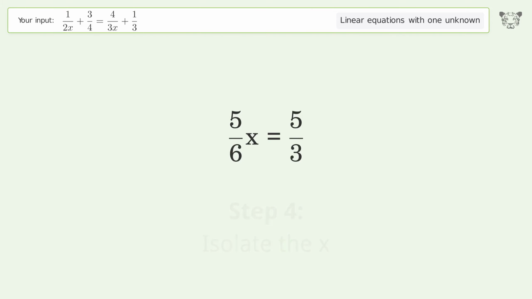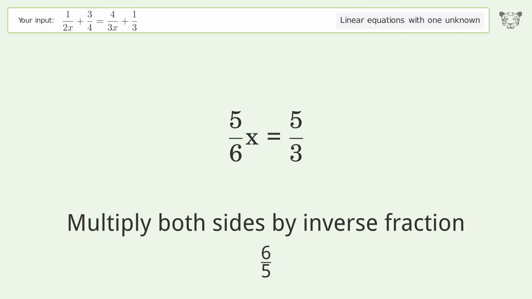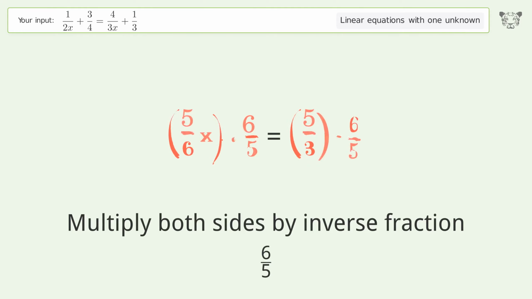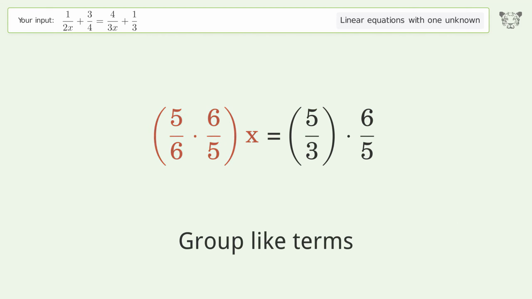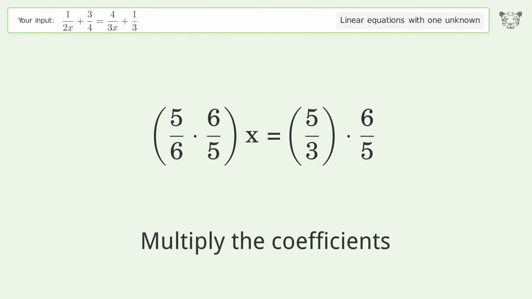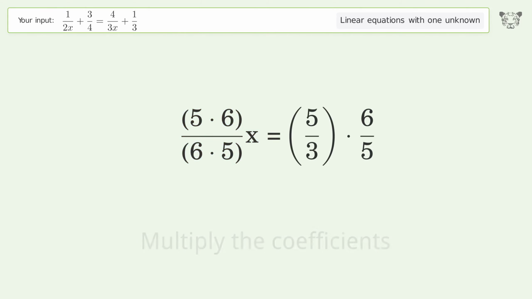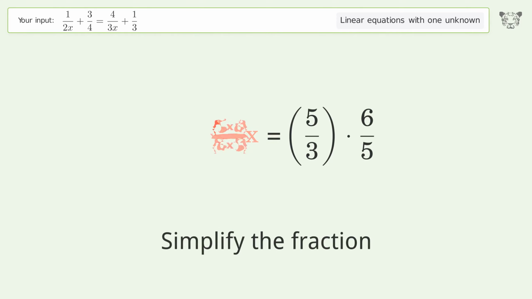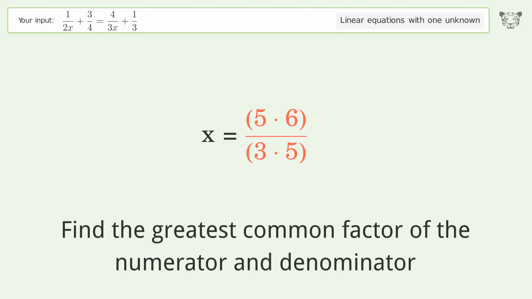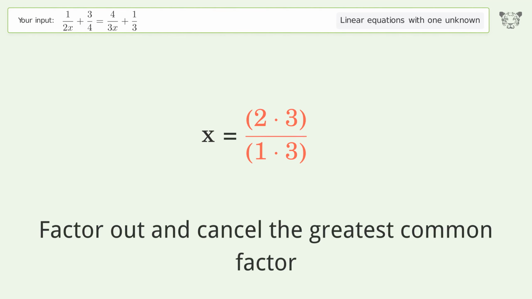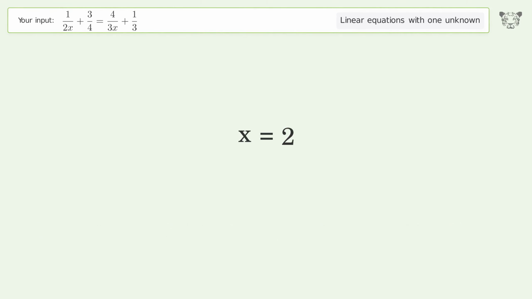Isolate the x. Multiply both sides by inverse fraction 6 over 5. Group like terms. Multiply the coefficients. Simplify the fraction. Multiply the fractions. Find the greatest common factor of the numerator and denominator. Factor out and cancel the greatest common factor. And so the final result is x equals 2.